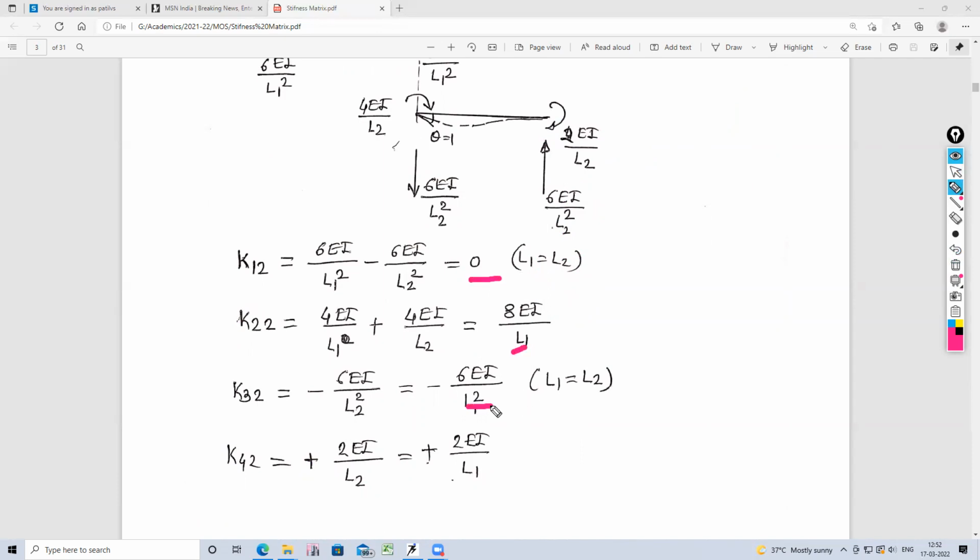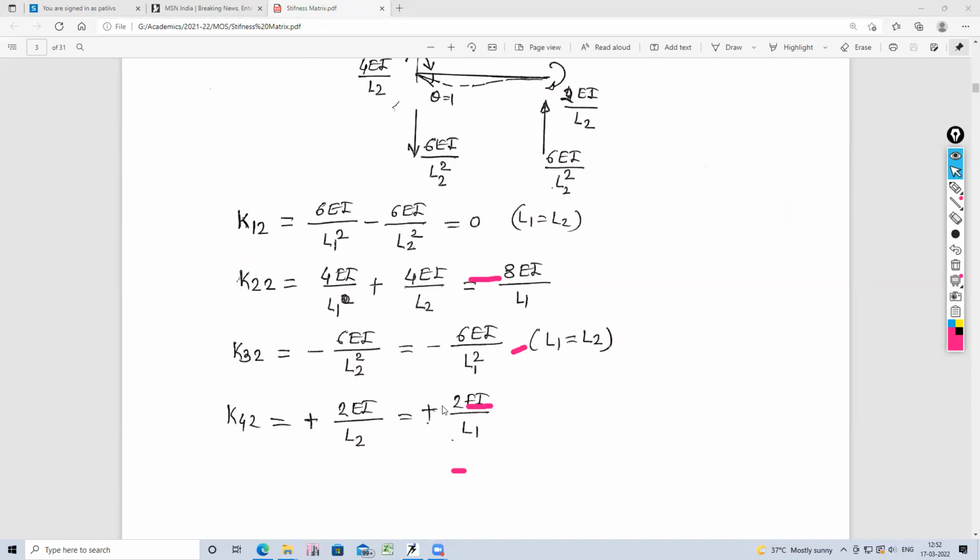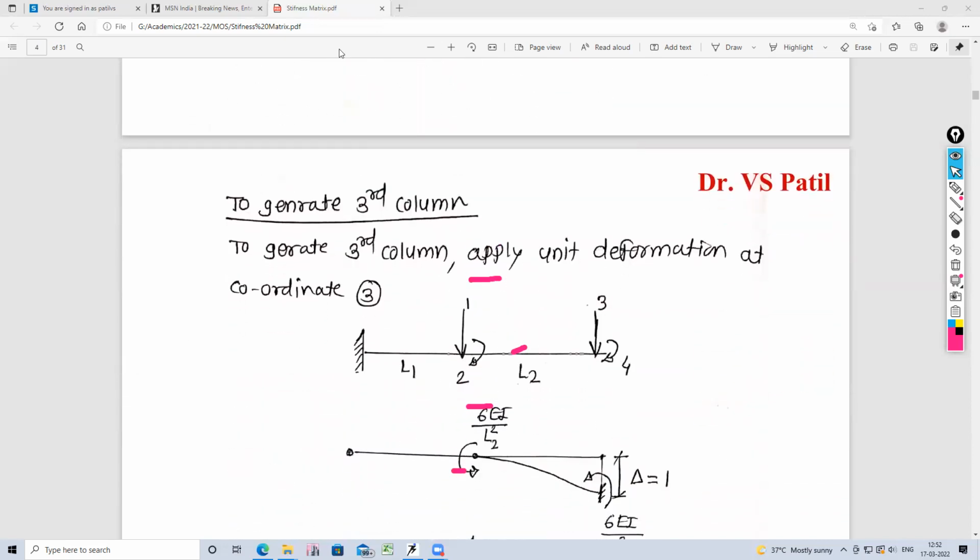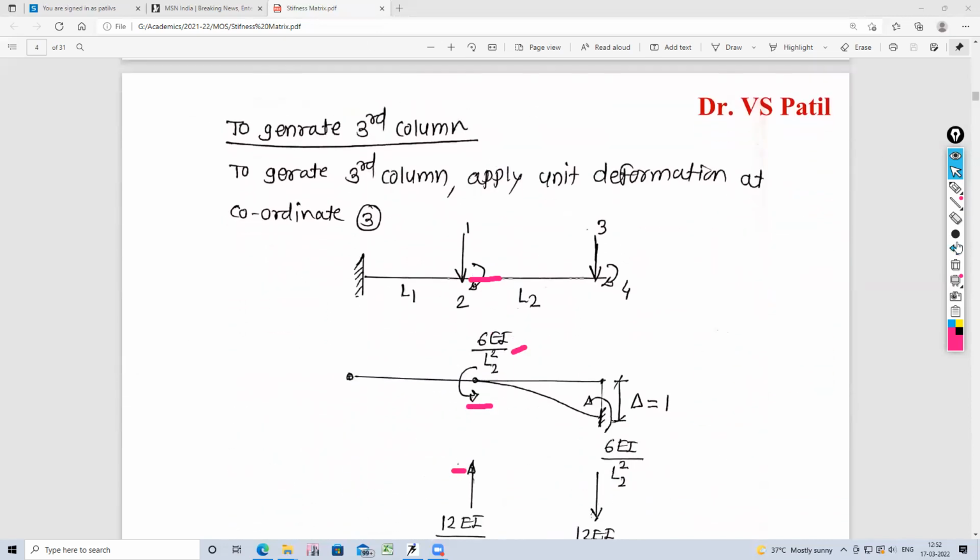Okay, third element, and this is the fourth. Then we will go for the third column of the stiffness matrix. Okay, then write a command line to generate the third column of the stiffness matrix. Apply unit deformation at coordinate 3. Now this is coordinate 3. Coordinate 3 is a force now.